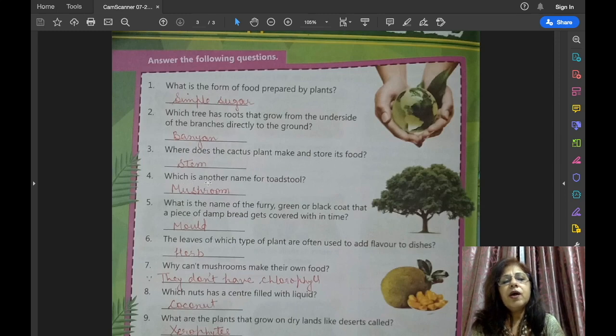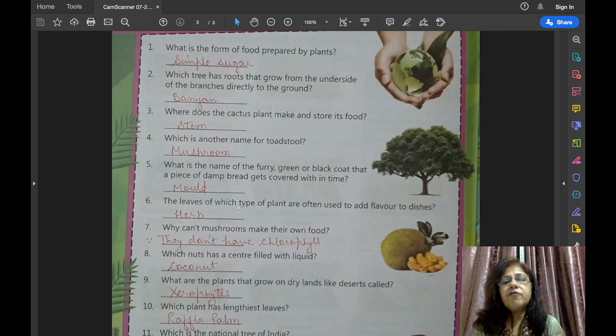Number 4, which is another name for toadstool? The other name for toadstool is mushroom. What is the name of the furry green or black coat that a piece of damp bread gets covered with in time? It is mold.